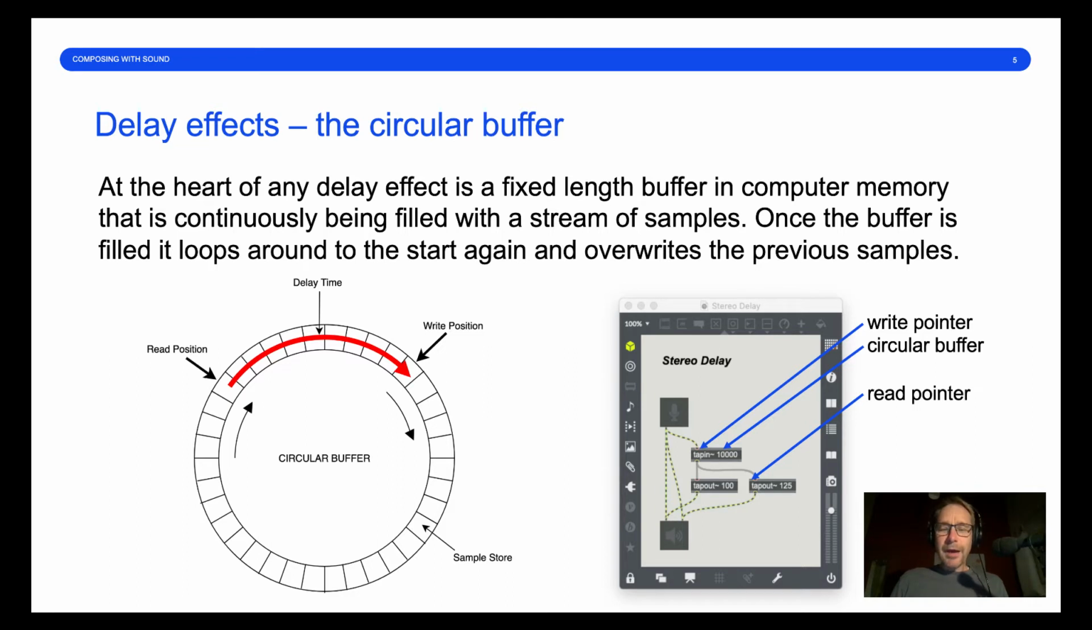Each tap-out object represents a read position, or read pointer, and the arguments in the tap-out objects specify the delay time between the write position and the read position. So here we have a read pointer at 100 milliseconds and another read pointer at 125 milliseconds.